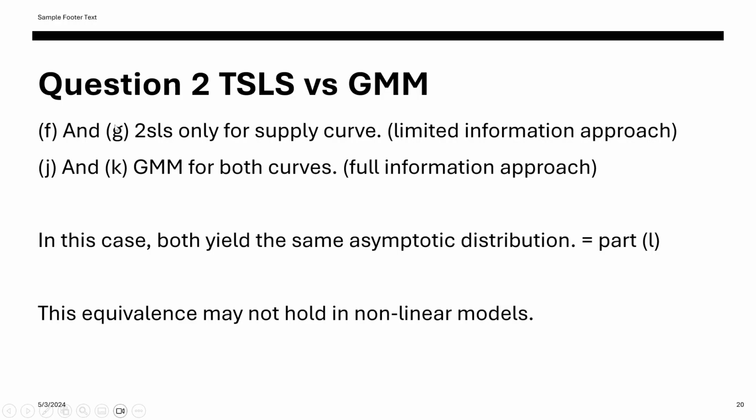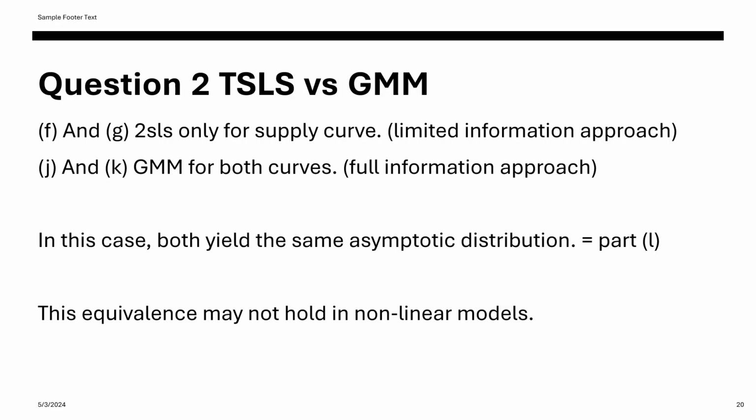F and G are about two-stage least squares variance only for the supply curve, and J and K in the later part are about GMM for estimating supply and demand at the same time. In other terminology, two-stage least squares estimates the supply curve only, so you may think of it as a limited information approach. But GMM utilizes all exogenous variables at the same time, estimating the two curves and all the parameters at the same time. Then it is a full information approach.